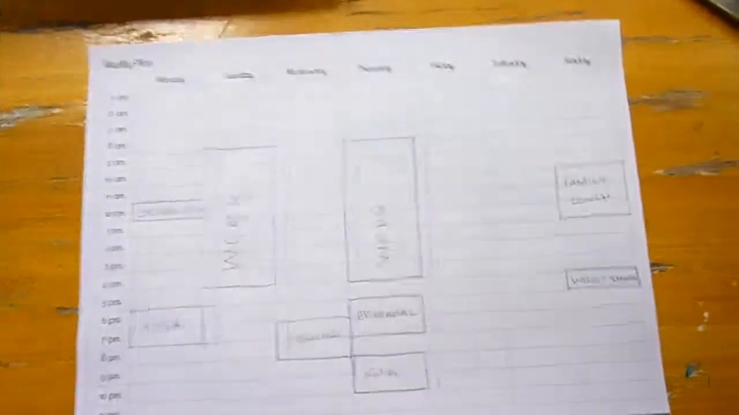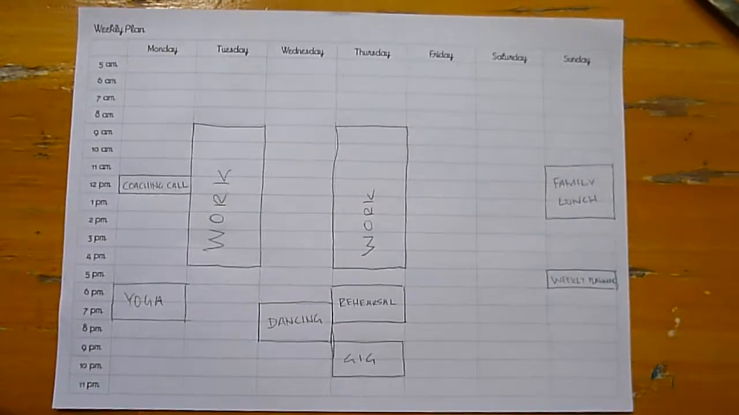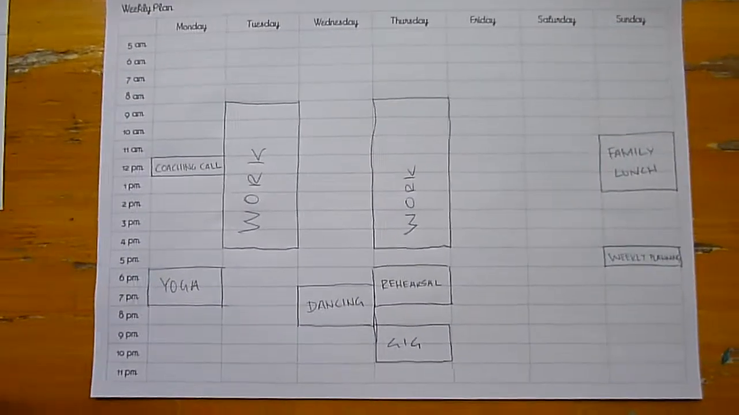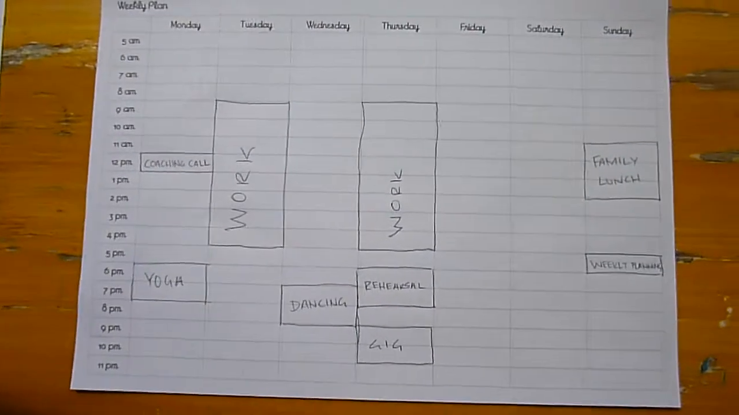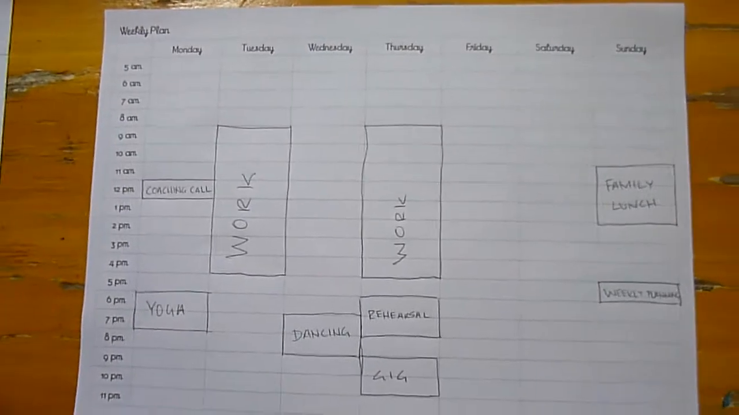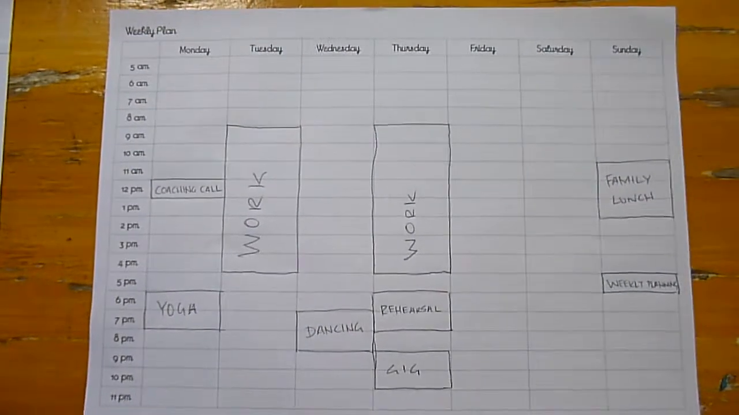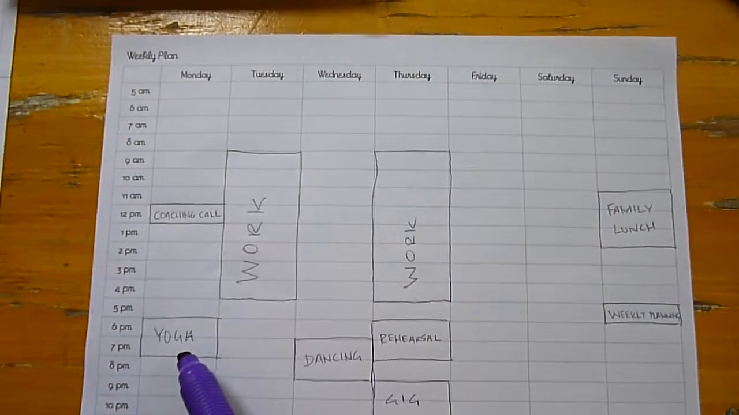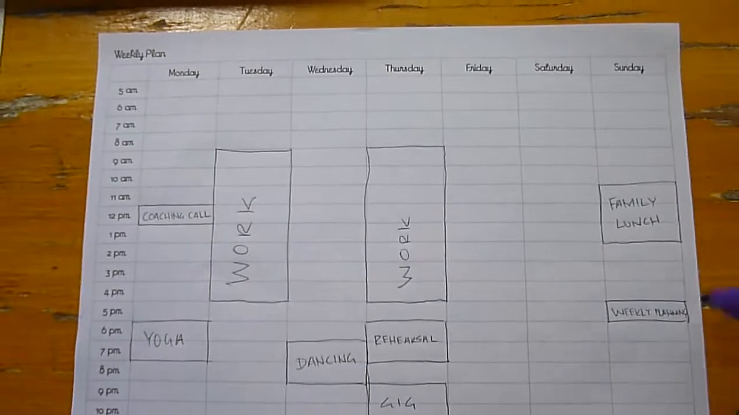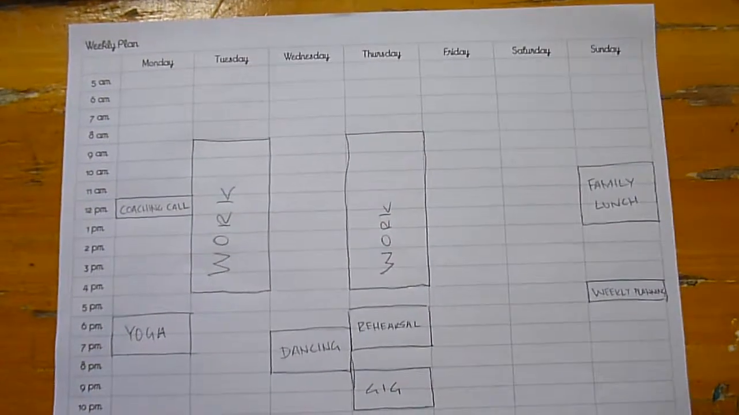So I'm doing a really quick video on how to do your weekly planner. This is a little example of a week. What I've done firstly is gone in and thrown in stuff that's got to happen, that can't be moved. So I've got a coaching call in there, some yoga, work, dancing, rehearsals, gigs, family lunch or social time, and then more weekly planning at the end of the week.